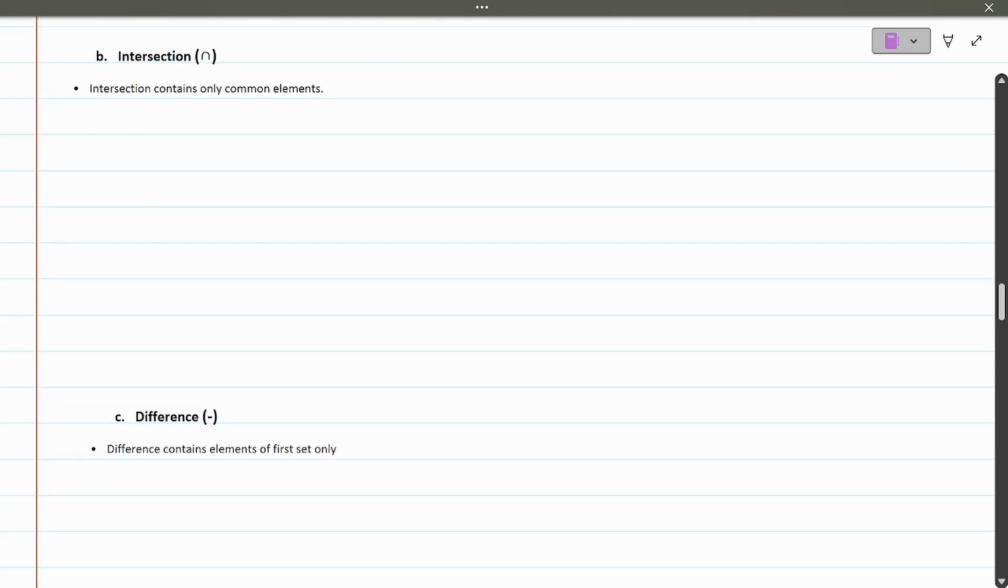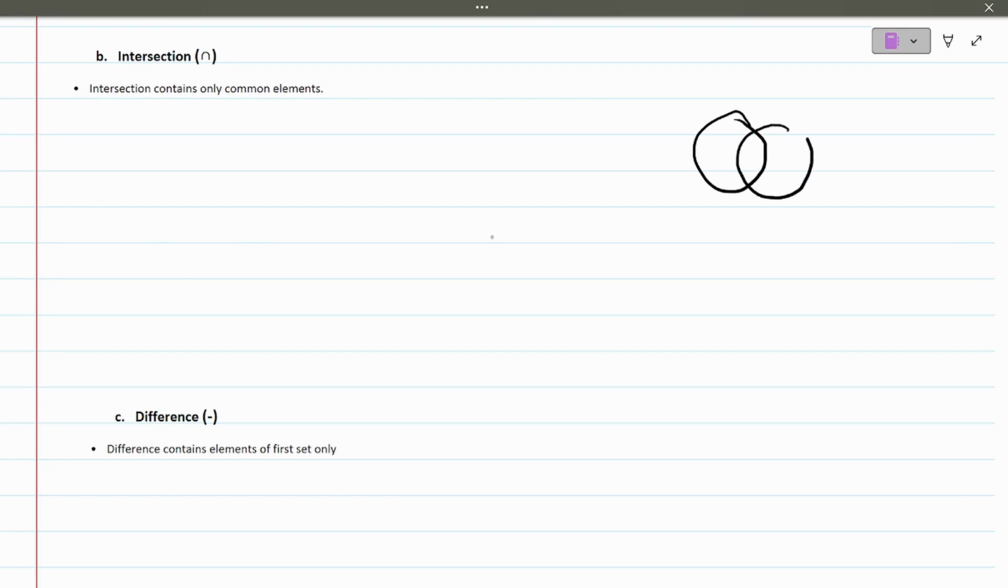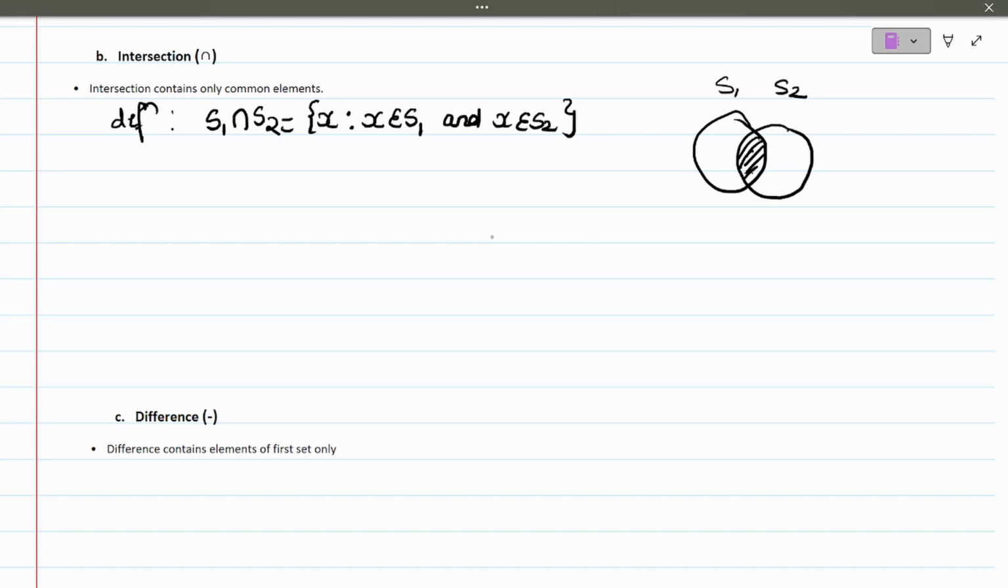Now coming to the next operation, which is intersection. Again let me explain with a Venn diagram. Let's take two sets S1 and S2. Intersection contains only the common elements. Let's see the definition. S1 intersection S2 contains elements x where x belongs to set 1 and the element should also belong to S2. The element should be present in both sets.